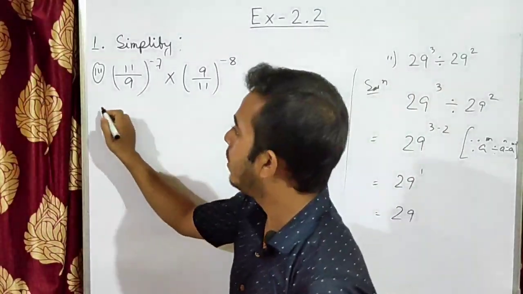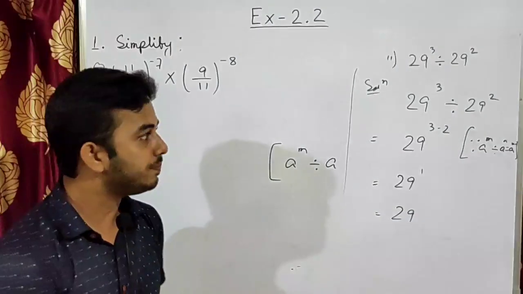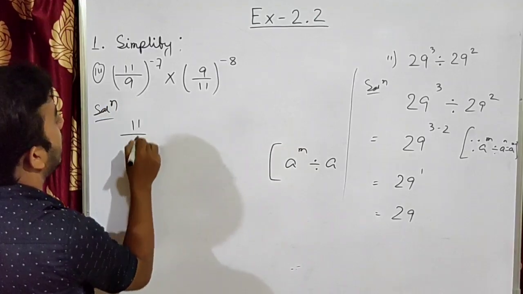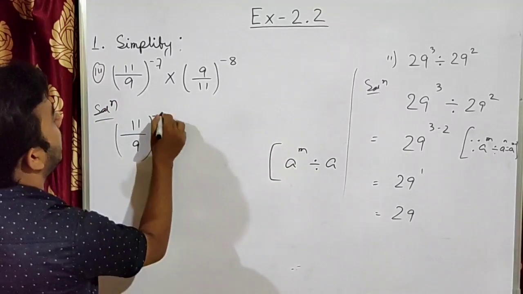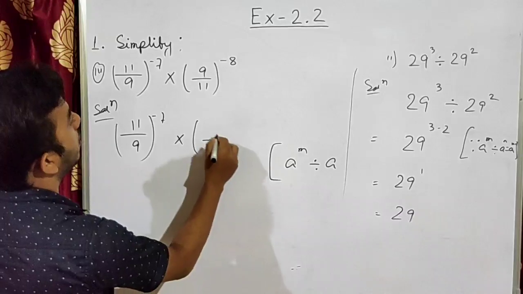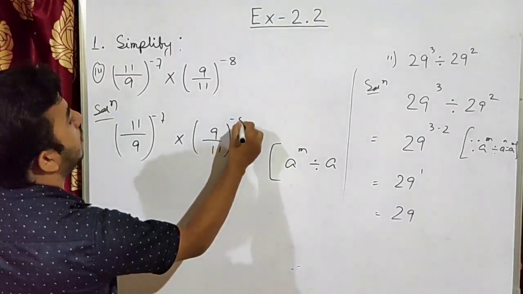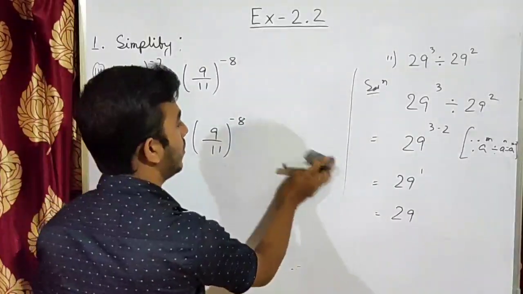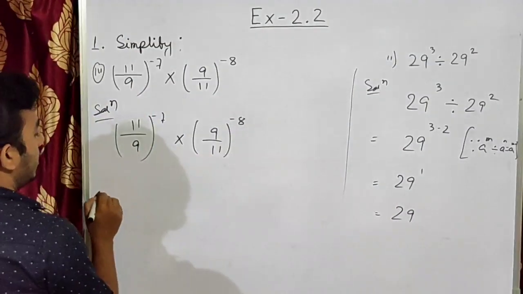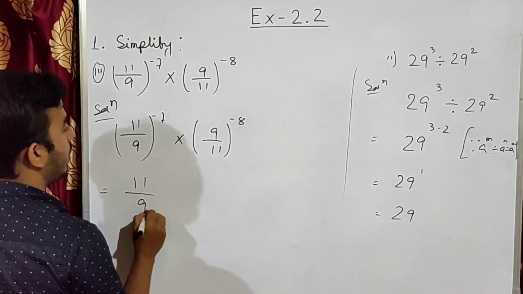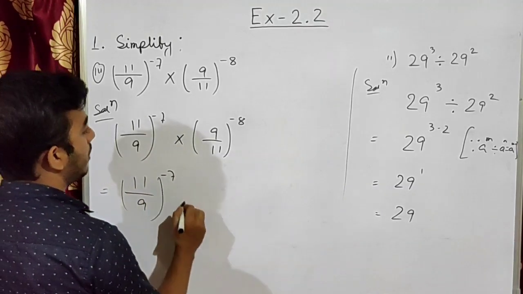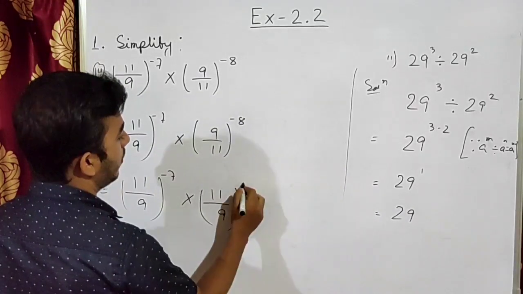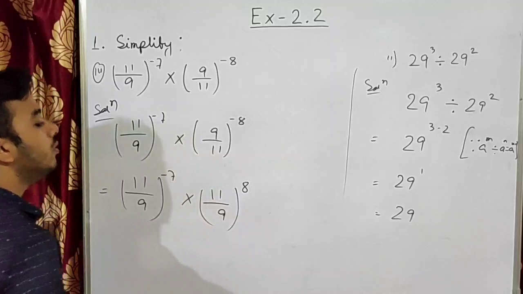Look, first we have to write the solution: 11 by 9 to the power minus 7 into 9 by 11 to the power minus 8. Okay, till now I have done nothing, we have just started. Now look, can we write 9 by 11 to the power minus 8 as 11 by 9 to the power 8? Yes, we can write this.